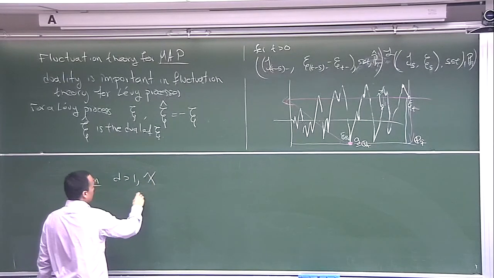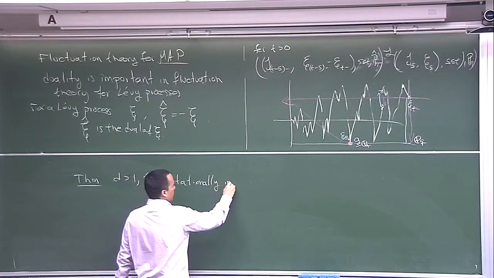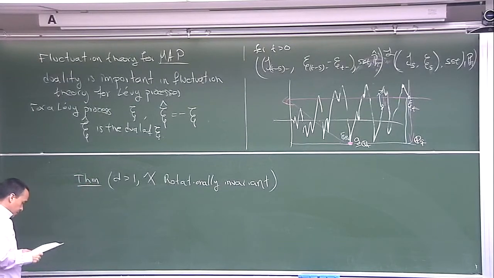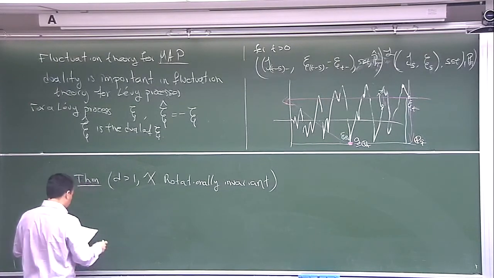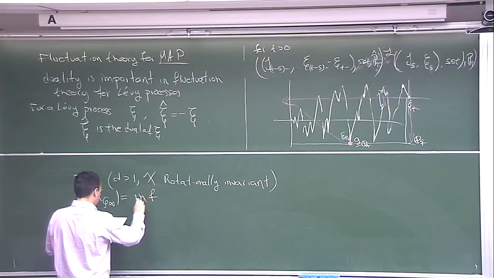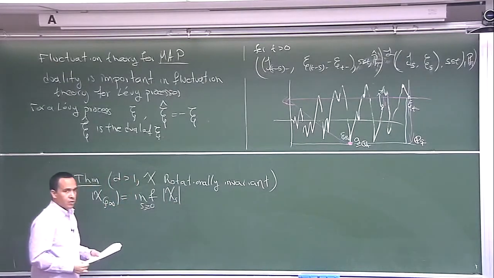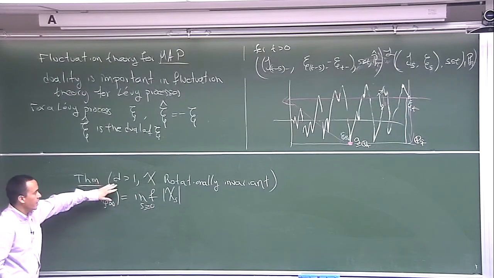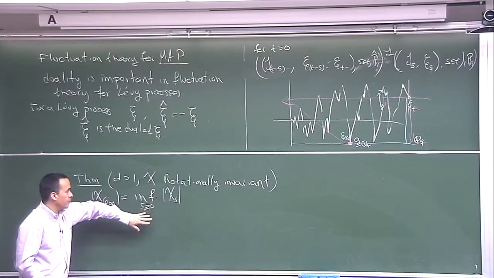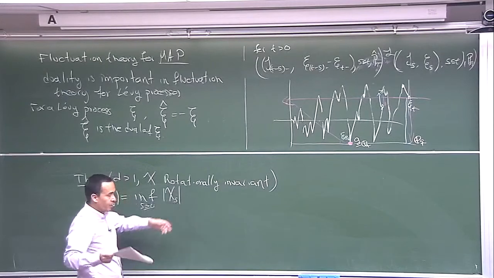Well, in dimension d bigger than 1, X rotationally invariant, one can prove that the norm of X at g infinity, which is the infimum over s positive of the norm of X_s, because we're in dimension bigger than 2, the process X will not hit 0. So the infimum of the radius will be strictly positive. In fact, the process will go to plus infinity. It has a lot of space.